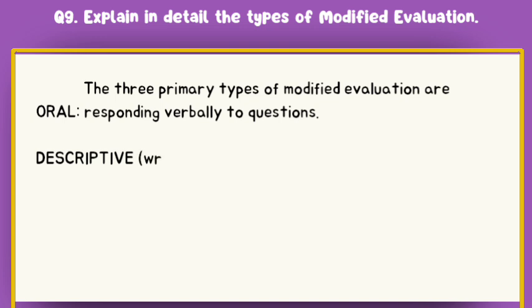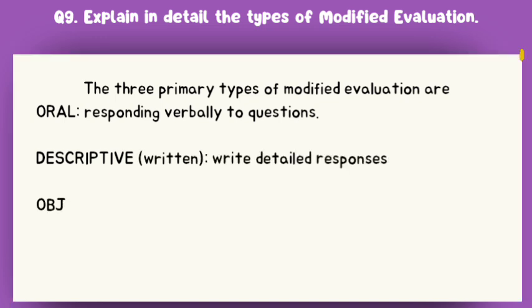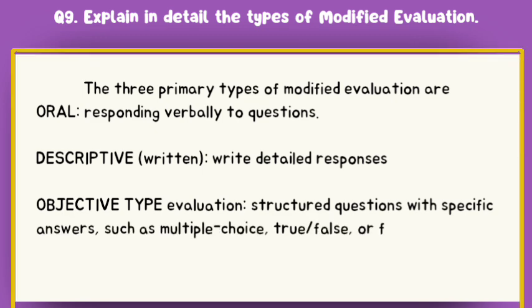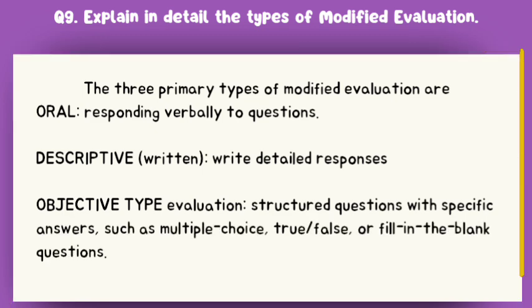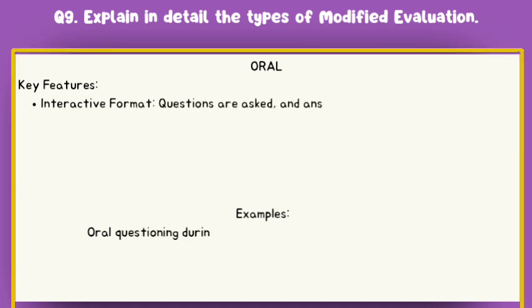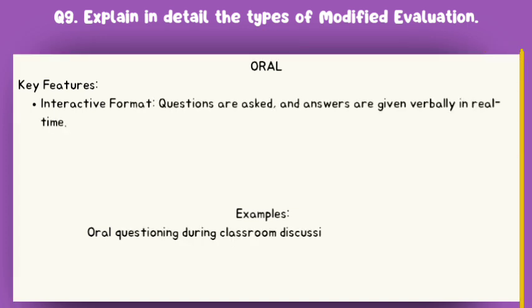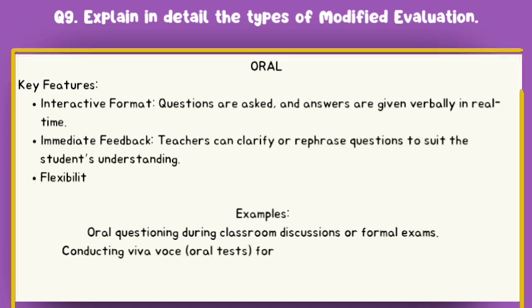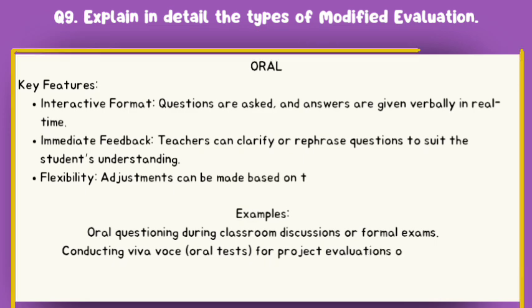First one is oral evaluation, next descriptive written evaluation, or objective type evaluation. It can include oral, descriptive, that means written, or objective type evaluation. What is oral evaluation? Oral evaluation includes assessing students through spoken communication. That means interviews, presentations, discussions. These are all types of oral evaluations.